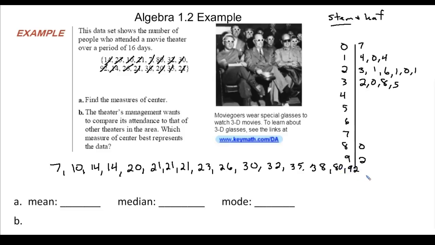Okay, so we know that we have 16 days. So what I'm going to do is I'm actually going to find the median first, because I think that's going to be the easiest to look at. So I'm going to count 16 days total.